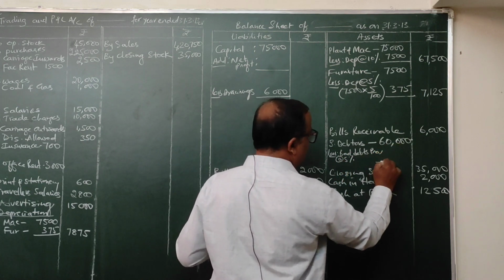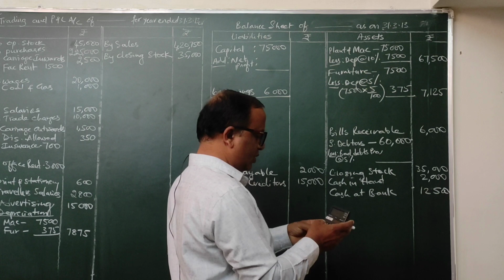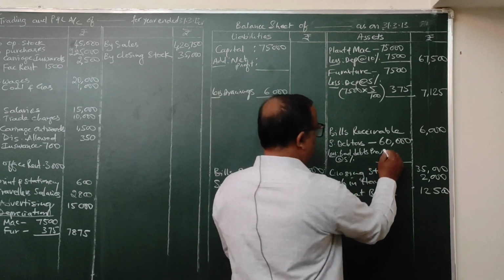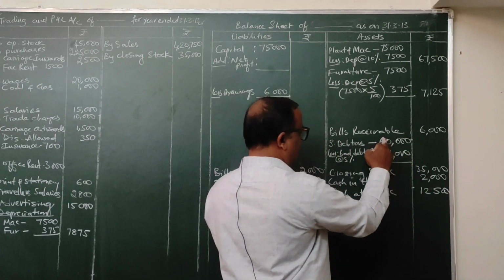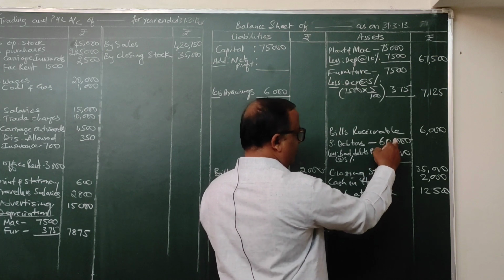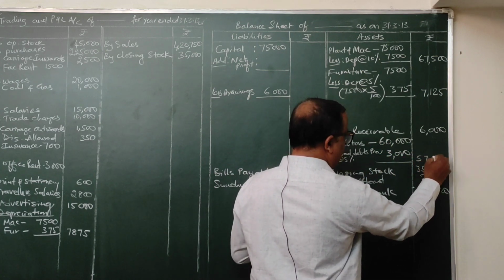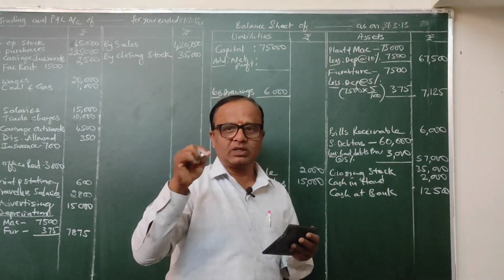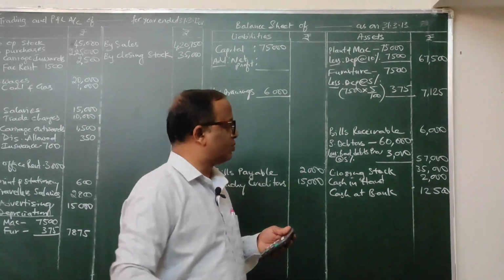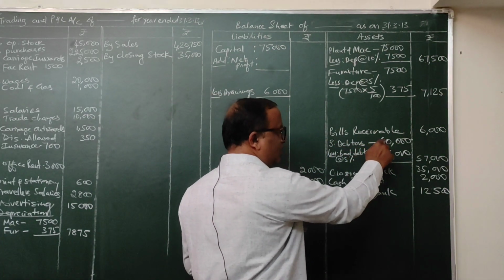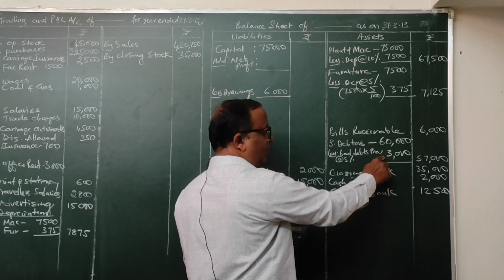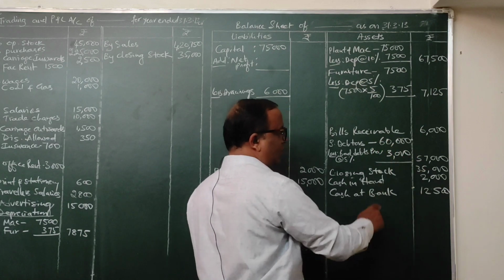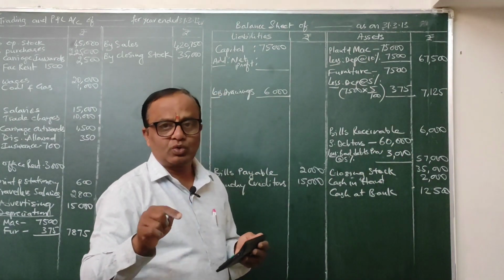So 5% on 60,000. Check it. 60,000 into 5% if you do, it will be 3,000. 60,000 into 5 by 100 is 3,000. So from this you subtract, the remaining will be 57,000. In this problem, provision for doubtful debts is given both in the trial balance as well as in adjustments. The one given in the adjustment, we calculate on debtors and subtract from the debtors. So 3,000 is the provision for bad debts you got when you calculated 5% on 60,000. So the remaining is 57,000. This 3,000 is the new provision which you have created now.